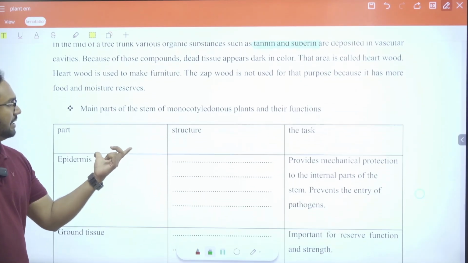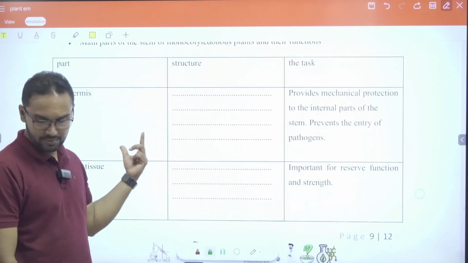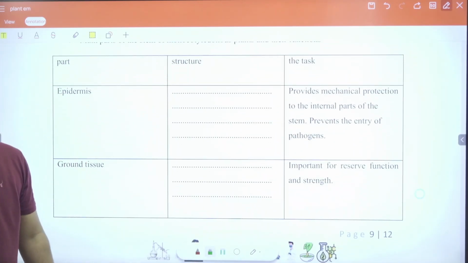Right. Main parts of the stem of a monocotyledonous plant and their trunk. Okay? The structures have been given.